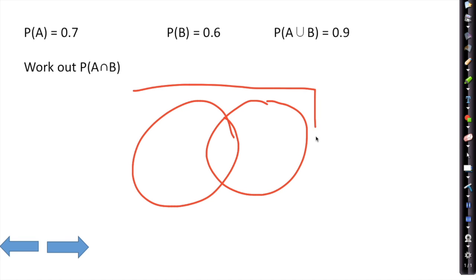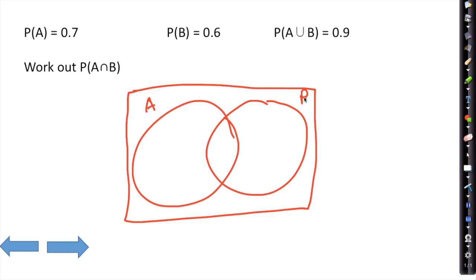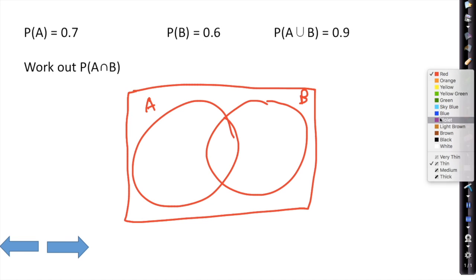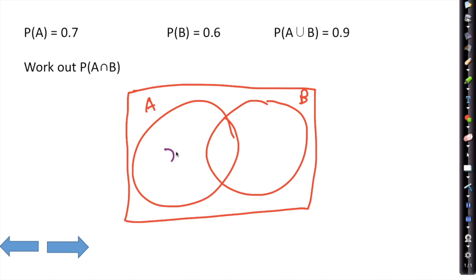There's just about enough space to give myself that time. So if we call this A and we call this B, then if it's an A, it's 0.7. Do we know what that number is? No, so we'll call it X. Do we know what this number is? No, so we'll call it Y. And we're not told anywhere what the rest of B is, apart from that the whole of B is 0.6. So let's call this Z.